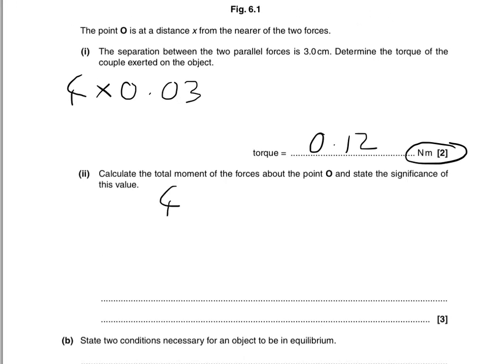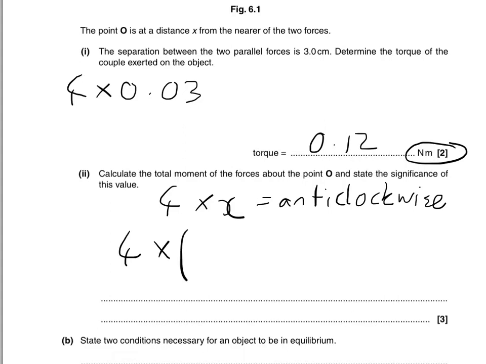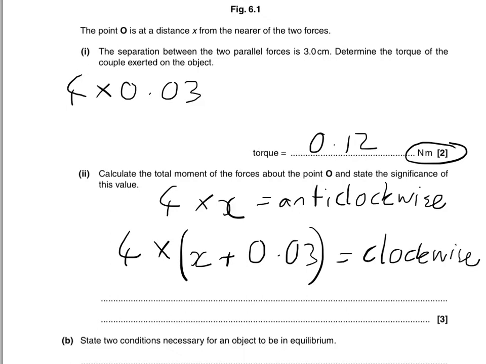So the moment of this force is 4x. So 4 times x is anti-clockwise. The other force is 4 newtons, and the distance from the pivot is going to be x plus 0.03, and that equals clockwise moment. Now, to calculate the total moment, we simply take one away from the other.